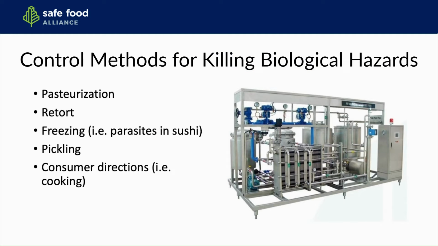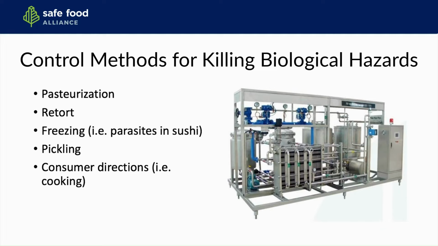What about control methods for killing them? This can include things like pasteurization, not only of items that we commonly refer to as pasteurized, such as milk, but also things like tree nuts. We can also do retort cooking, which is what we do in the case of canned foods, for example. So that's a very heavy-duty thermal process. Freezing is used to control some food products that we're not going to cook.